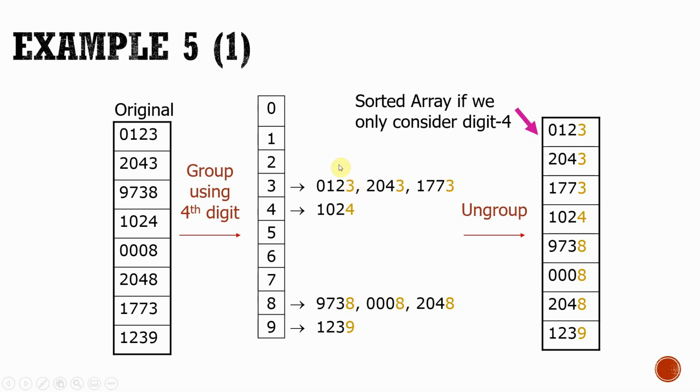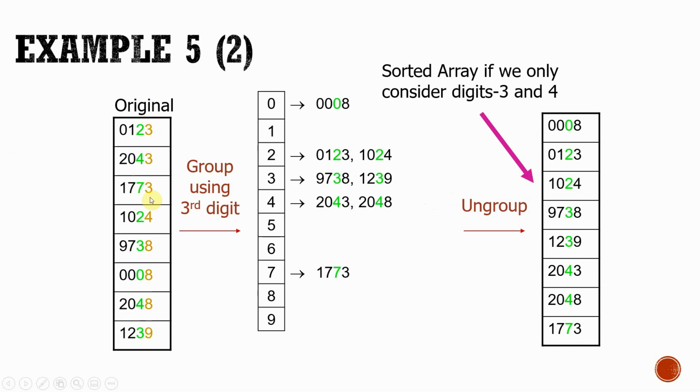But because we're only sorting one digit, the order is only going to be maintained. We are not sorting these three numbers, we are basically sorting these threes. But they're the same, so their order is going to be the same. 0, 1, 23, 2, 0, 43, and 1, 7, 7, 3. Then we concatenate the buckets. That's what we end up with after sorting the least significant digit.